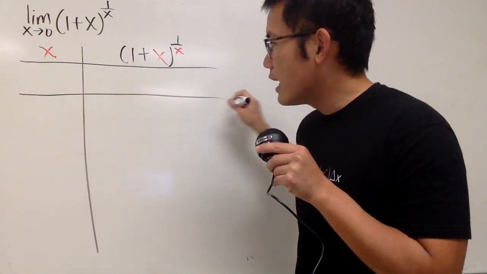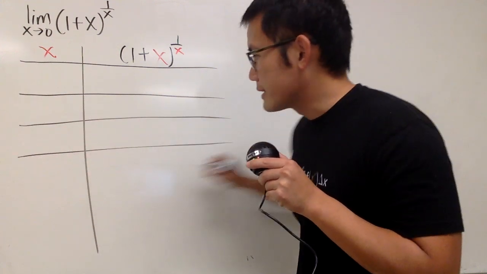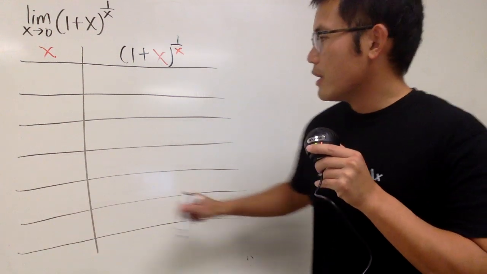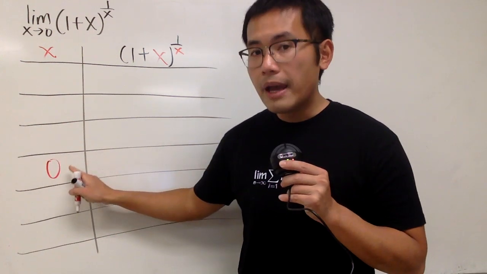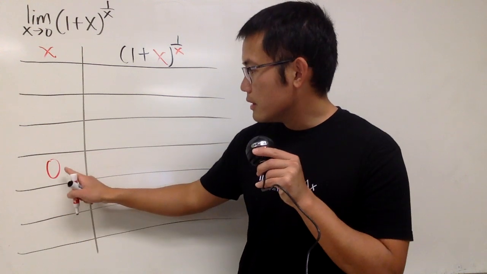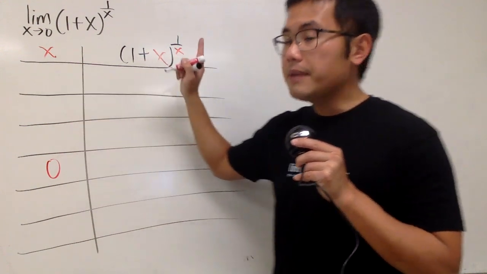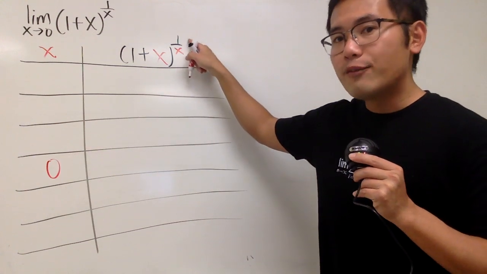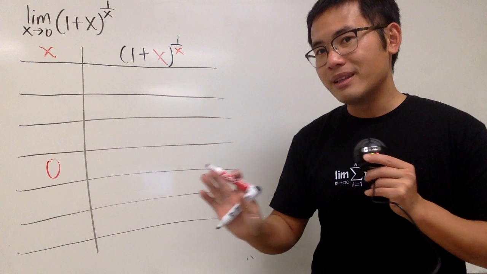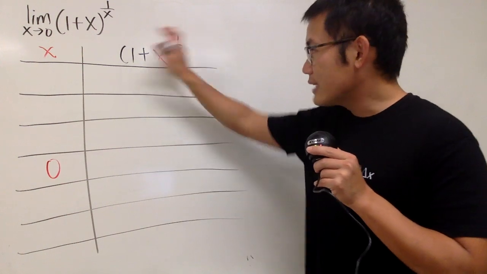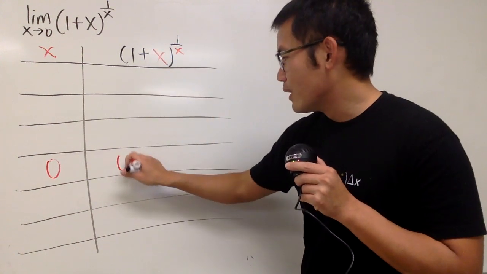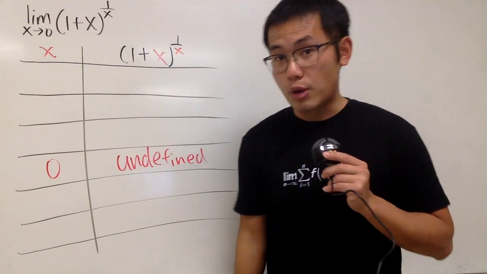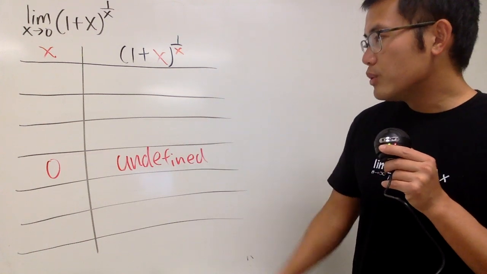And I'm just going to give you 7 values for x. I'm going to emphasize this right here: if I put in exactly 0 for x, we have 1 over 0, and that's automatically undefined. It ruins everything. So when x is exactly equal to 0, you do not have a value for this expression. It's undefined. But we are going to approach it.